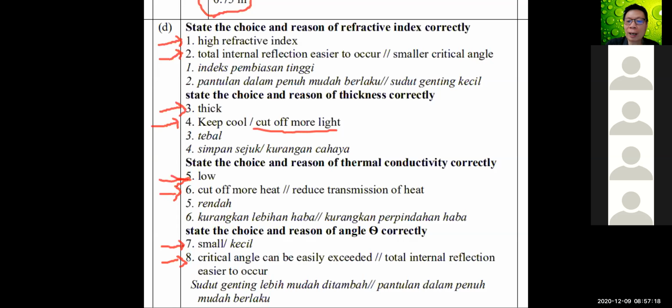Nicole, Nicole Chua. Nicole, can you come out? Nicole Chua, where are you? Yes, sir. The last 2 marks are where to get? Here, only 8 marks. The last 2 marks, where to get?